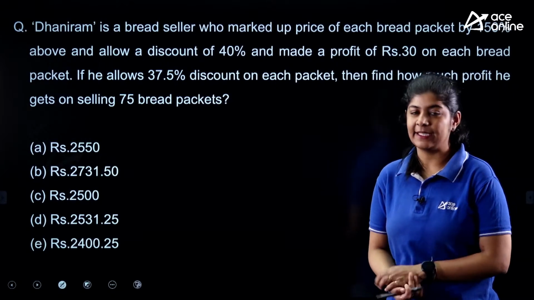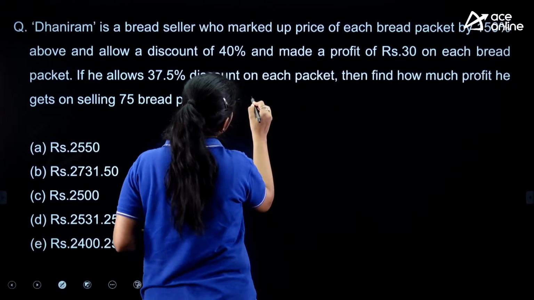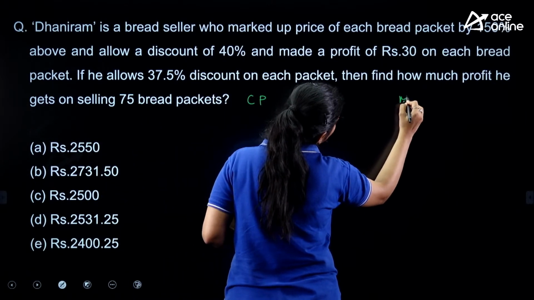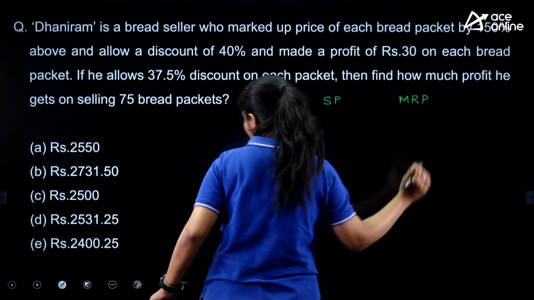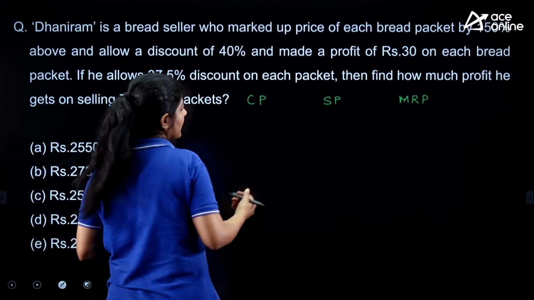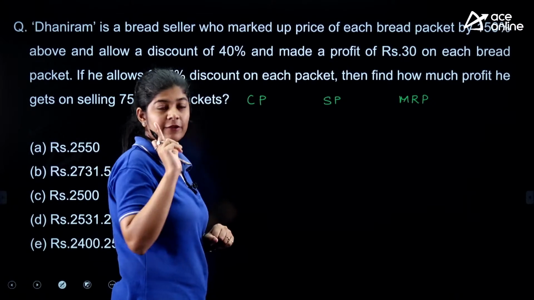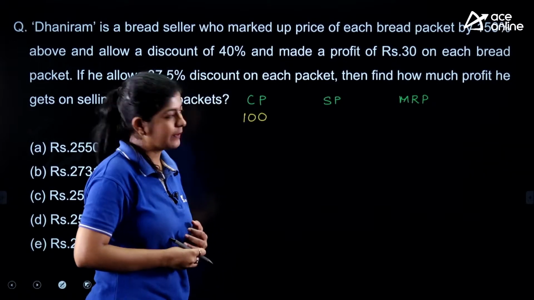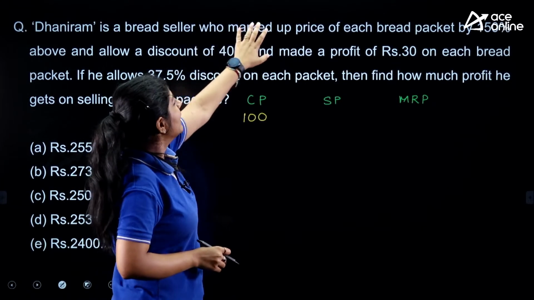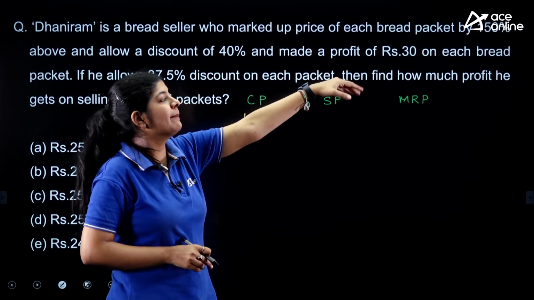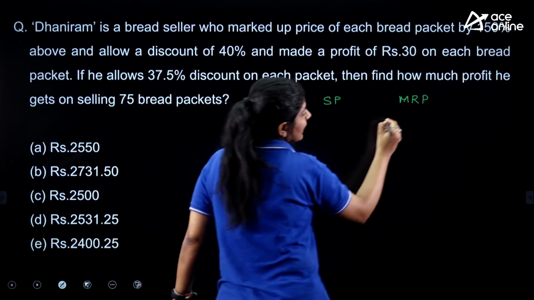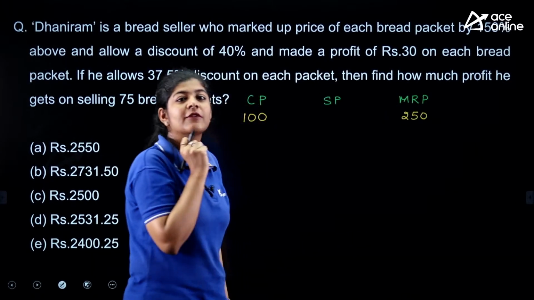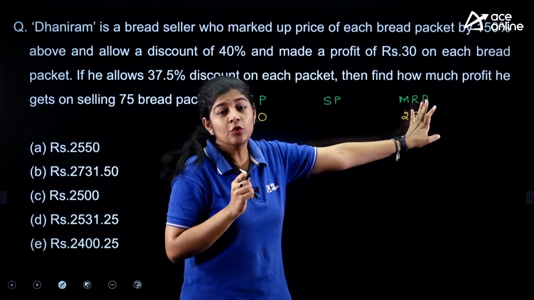It's a very simple thing, right? How are we going to deal with this? Here we are having three things: cost price, selling price and the marked price, right? If I assume that the cost price of a bread packet, we are only dealing with one bread packet, is 100 rupees. But he marked the price of each bread packet by 250%. That means if the cost price is 100 rupees, the marked price is 250 rupees.